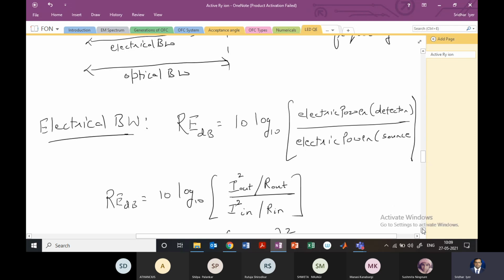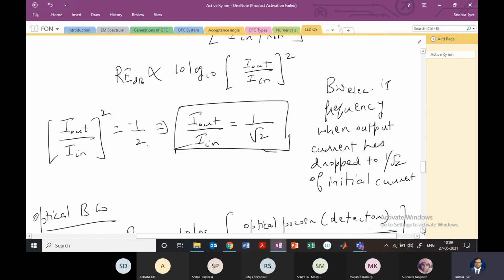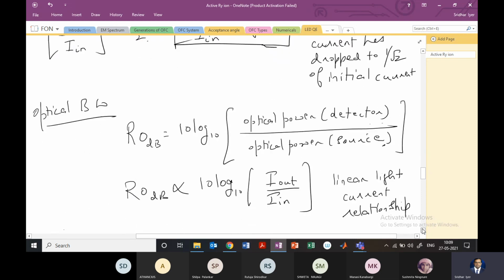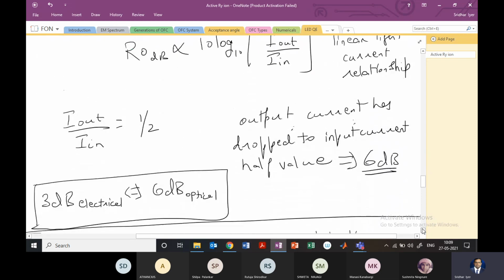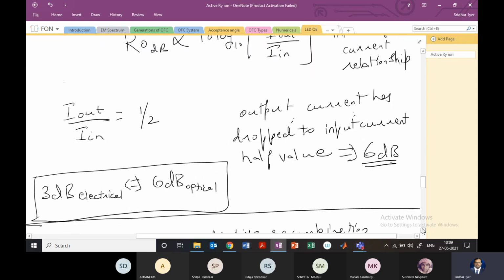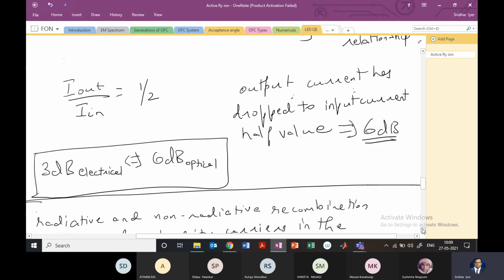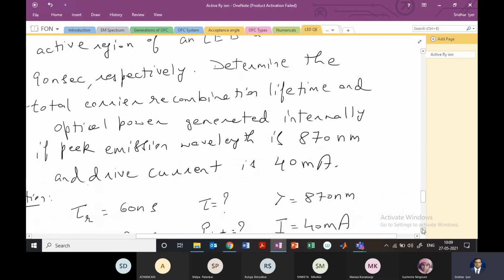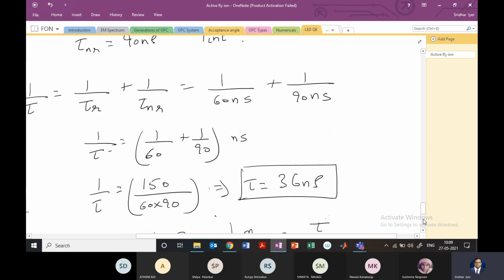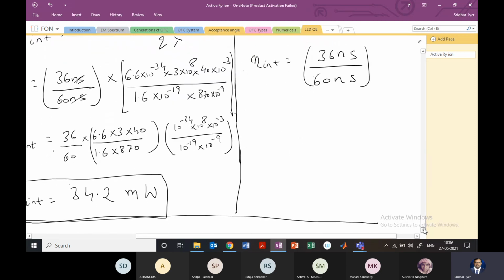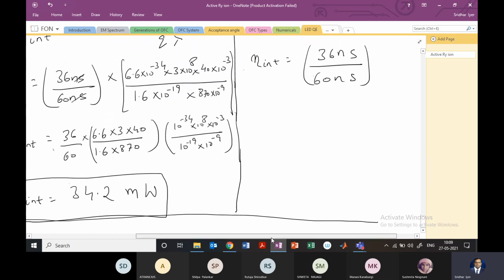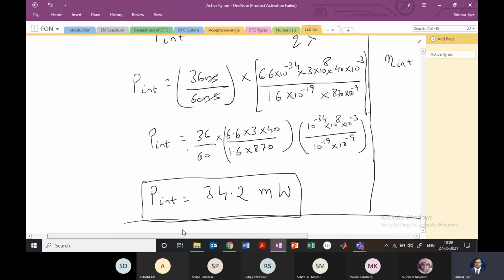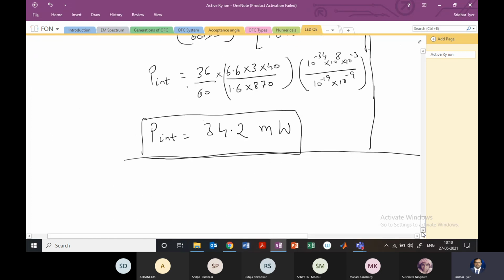We also saw the difference between the electrical bandwidth and the optical bandwidth. We can see that the ratio of output and input current is 1 by root 2, whereas in the optical bandwidth we get this ratio as half. So the 3 dB electrical point will turn out to be a 6 dB optical point in the optical domain. Okay, so that is what we saw, and then we solved one numerical. I think we got the entire answer in that numerical. So that is what we have done till now. Let's proceed with today's lecture.